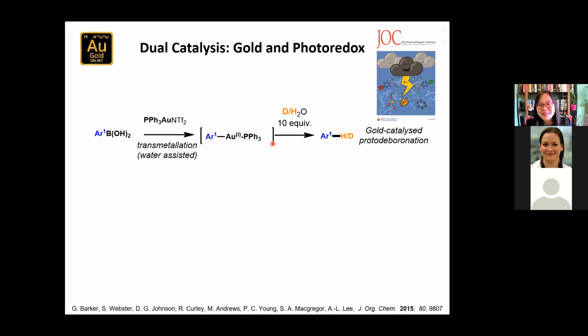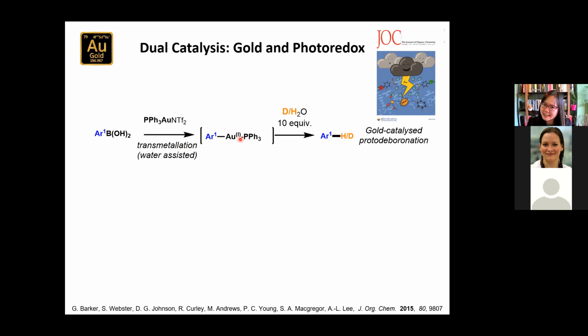And then we got the intermediate here, which initially we just proto- or deuterodeboronated. And that got us this ridiculous cover in JOC, where the rain clouds were supposed to signify the Scottish weather, although I should say it's a beautiful sunny day at the moment. And also that it needs water to assist this transmetallation. And it was my computational colleague, Stuart McGregor, who did the studies for that.